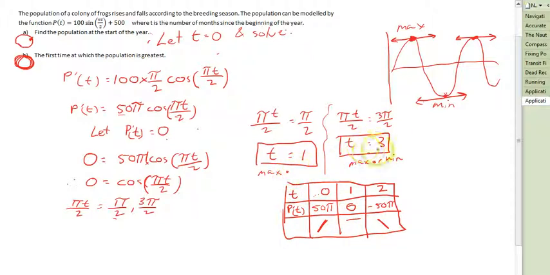Now you could do the same thing with t equals 3, but because we know that t equals 1 is going to be a maximum, that means the next one's going to be a minimum. So the question was asking us the first time at which the population is greatest. It's at time equals 1. It's actually in January. Okay, lots of work there, some fairly complicated stuff to get through. Make sure that you talk to me if you're having any trouble with it or you're not sure about how to go about it.